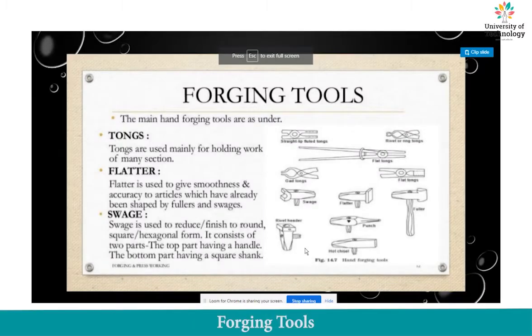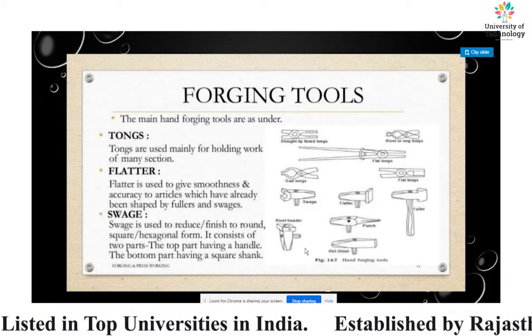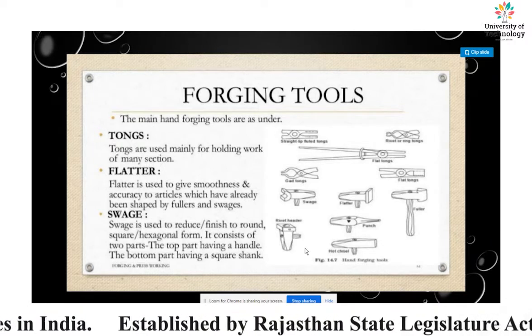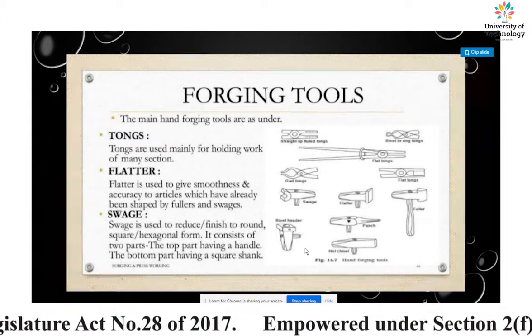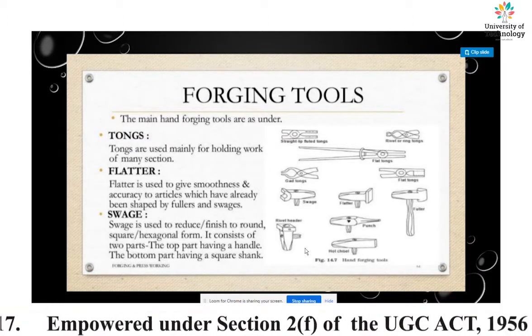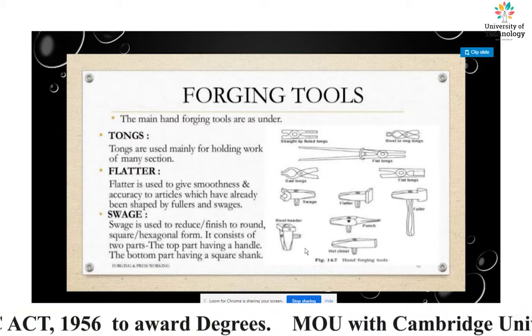Hello students, today we'll discuss forging tools and kinds of forging process in this lecture, and the topic covers Manufacturing Process, fourth semester. First of all, the hand forging tools are here in this slide, and we will discuss them one by one as per the drawing or picture of the tools in the slides.